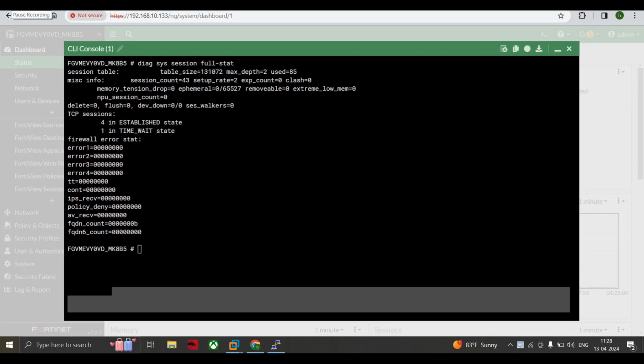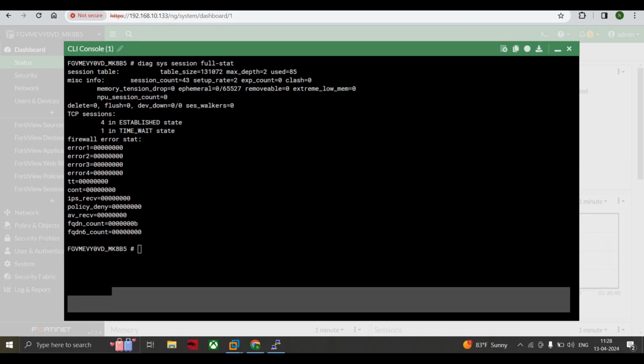So today we will be discussing one of the most used commands in Fortinet to troubleshoot the firewall. You can see on your screen that I have used the command diagnose system session full-stat, which is used by tech engineers to find hardware issues, any issue related to DoS or DDoS attacks, or if your firewall went into a hung state due to hardware or software issues as well.